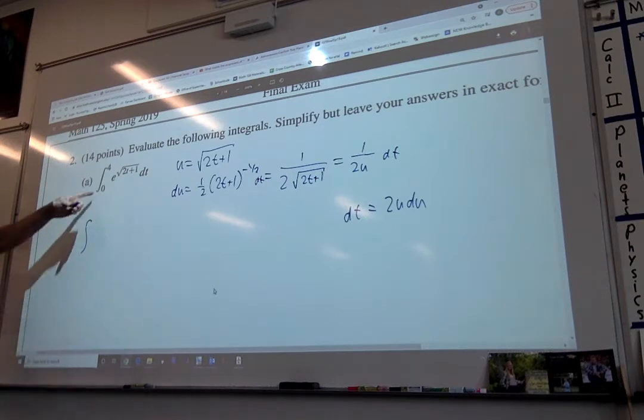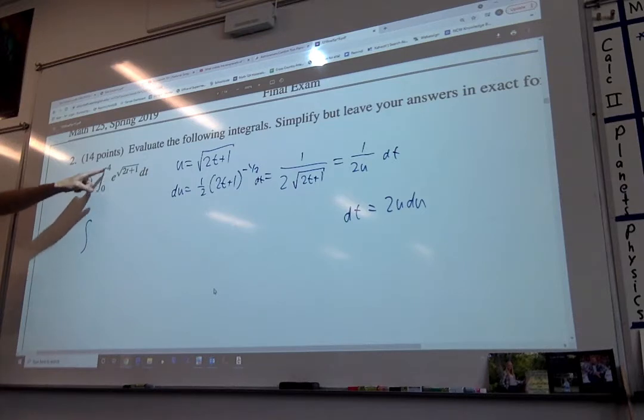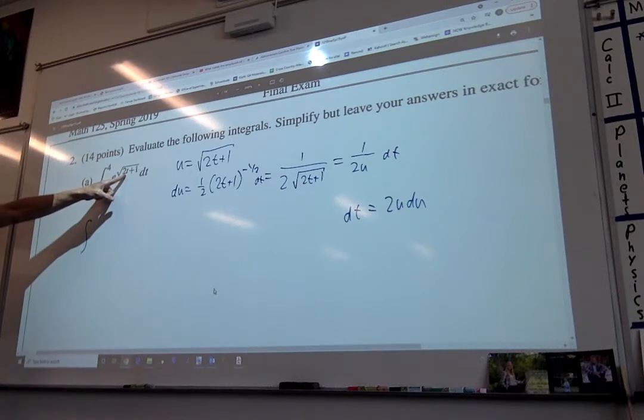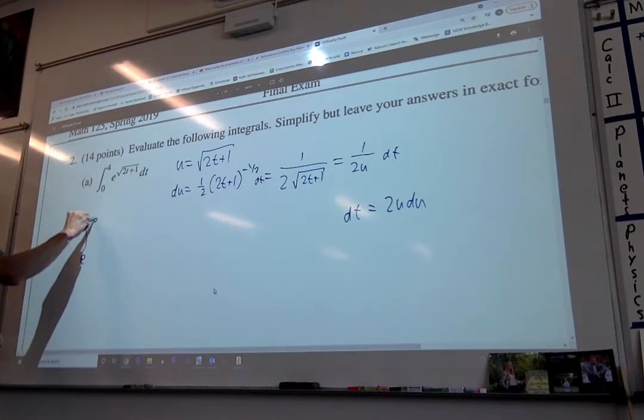Now again, here we can change the limits. Then we never have to go back to t's. We can stick with u's. When t equals 0, this is e to the square root of 1, which is just e. When t equals 4, it's e cubed: 8 plus 1, square root of 9, so it's e cubed. So we go from e to e cubed.